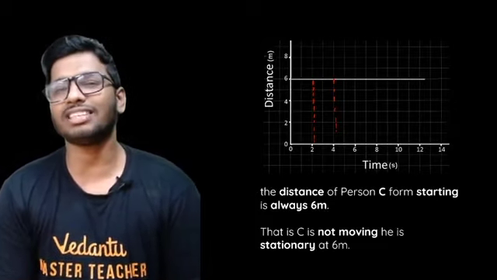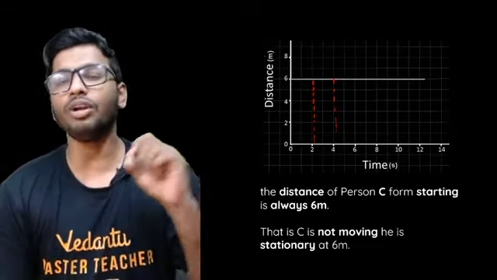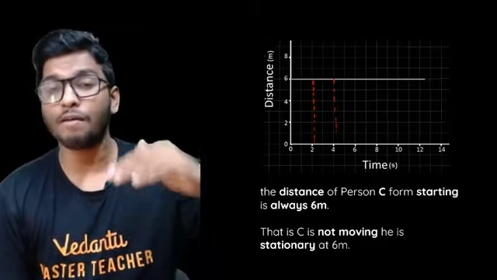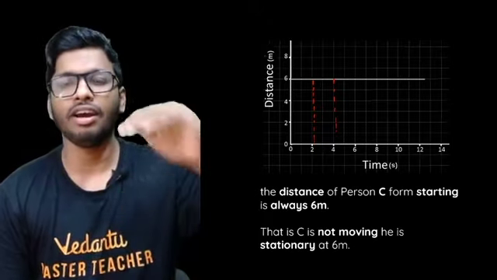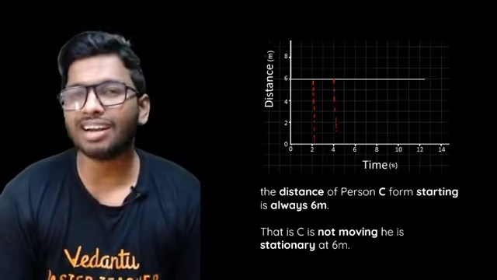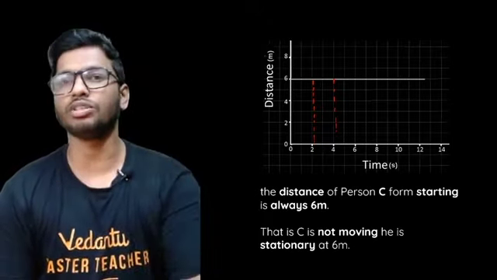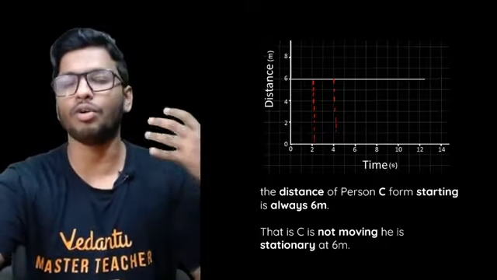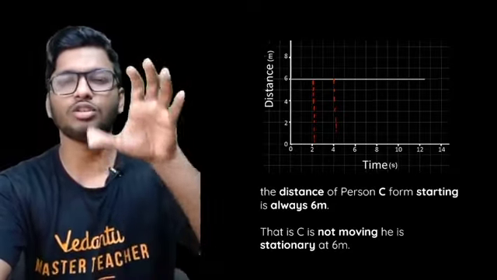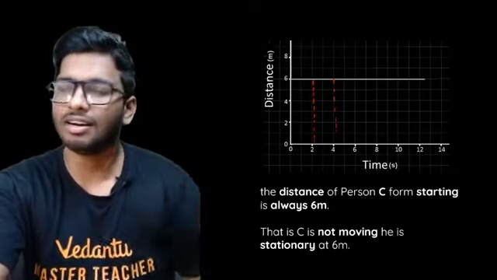In those kinds of cases, in a distance time graph, what you're going to get is basically a line which is parallel to the x-axis. And if you find a graph which is parallel to the x-axis, then you can directly come to the conclusion that the body is in a state of rest, or the body is stationary or not moving. So in this case, you see that he is not moving after the 6 meter distance.